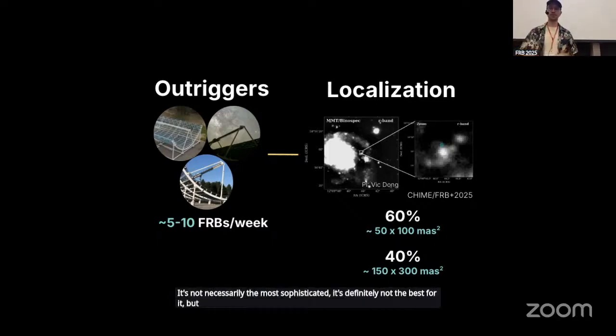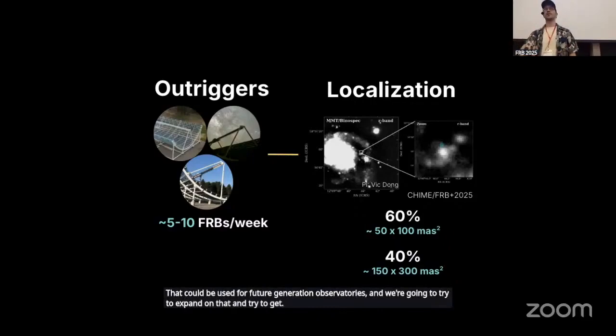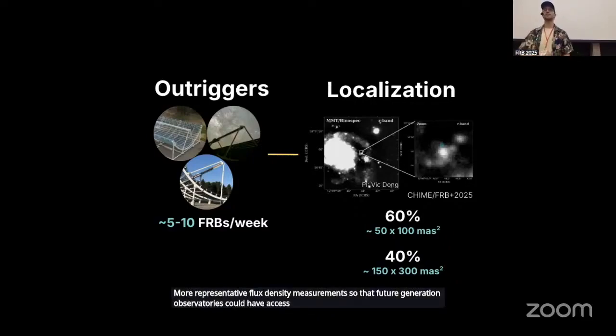But especially there's work that Shion led early on to establish a calibrated grid of VLBI targets that could be used for future generation observatories. And we're going to try to expand on that and get more representative flux density measurements so that future generation observatories could have access to all these calibrators.